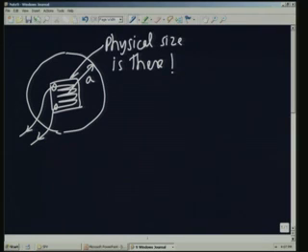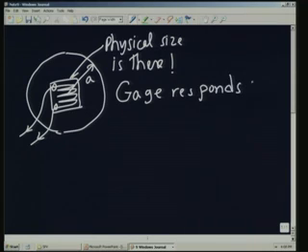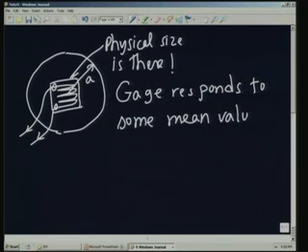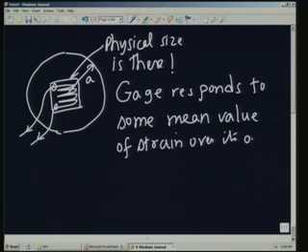Okay. So, we can say that the gauge responds to some mean value. It is not the maximum deflection, it is the mean value of the strain over the area, over its own area.